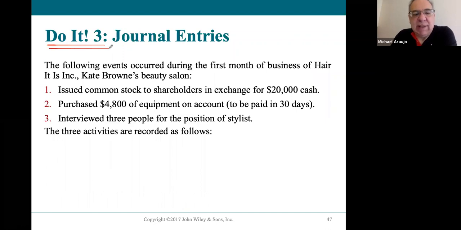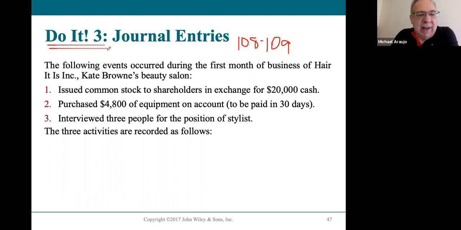Okay, so journal entries. Do it exercise 3. If you're following along in your book, which would be a decent thing to do, this is pages 108 and 109. I really just do not like writing with my finger here.